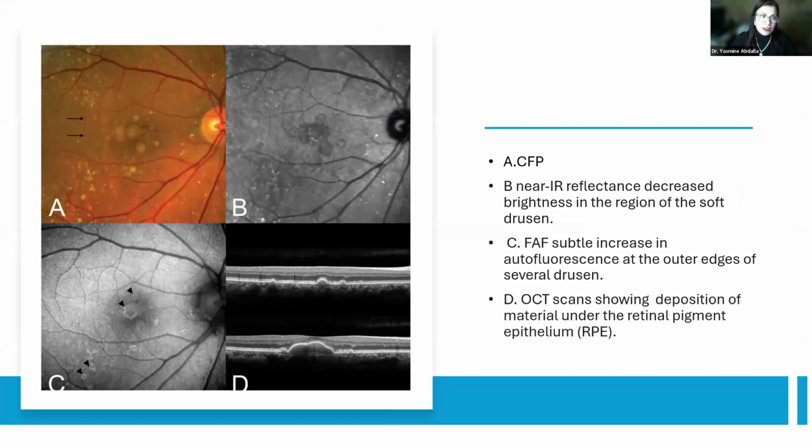So again, here, A is a color fundus photo, as you can see. B is the near infrared. And here is the autofluorescence. And most importantly, D is the OCT. So if you look at those 2 tiny arrows, they're going through these 2 small drusen and these 2 large ones. And you can see how it's presented here in the OCT scans.